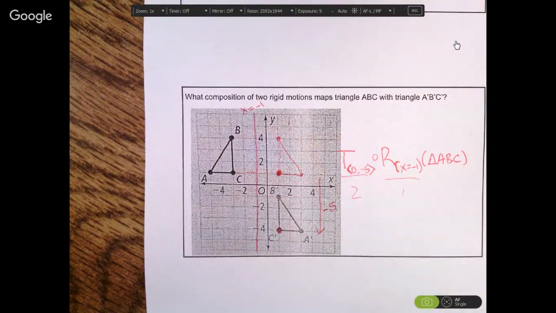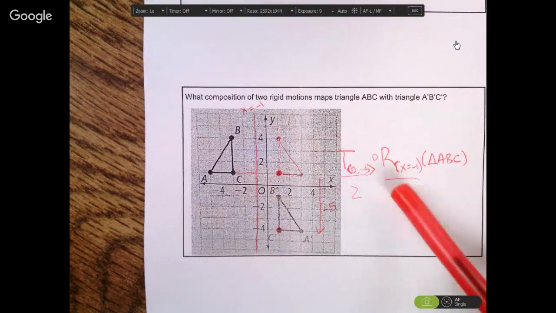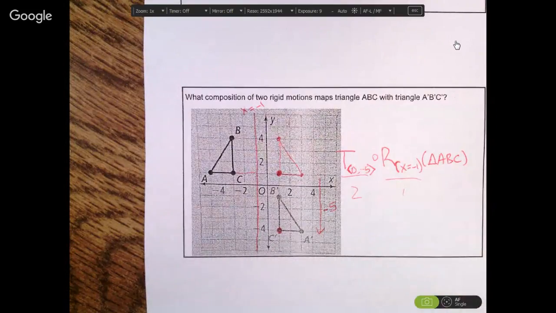As long as it ends up where it's supposed to, there's more than one way. I think this is probably one of the more efficient ways, but you know, it's like parallel parking.